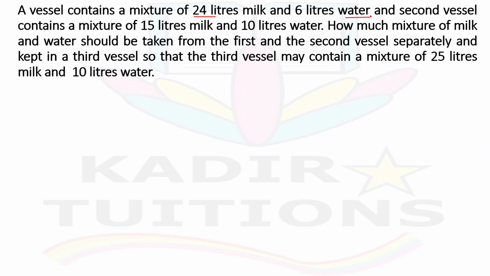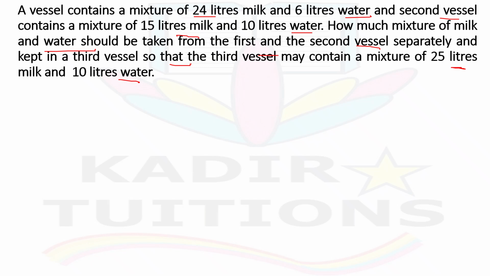And one more vessel is there that has a mixture of 15-liter milk and 10-liter of water. So here, 15-liter milk and 10-liter of water. How much mixture of water and milk should be taken from the first and the second vessel separately and kept in the third vessel so that the third vessel contains a mixture of 25-liter milk and 10-liter water?